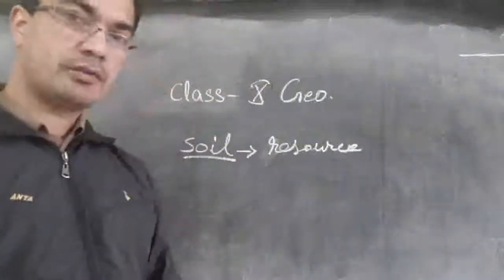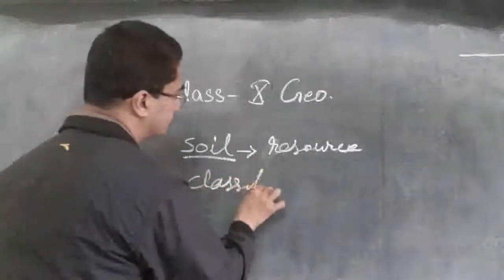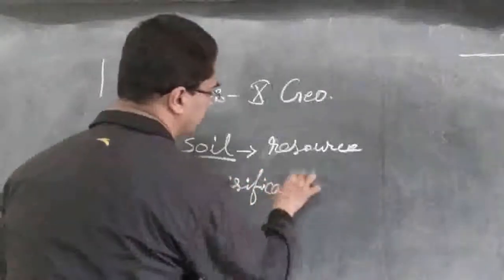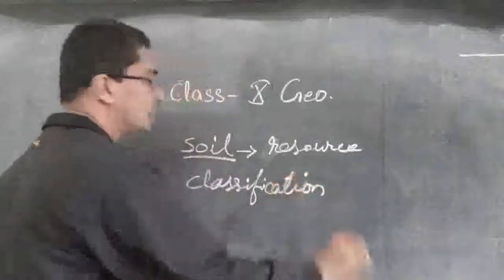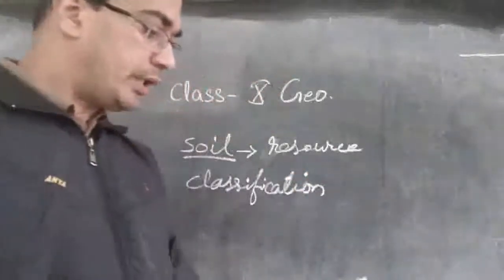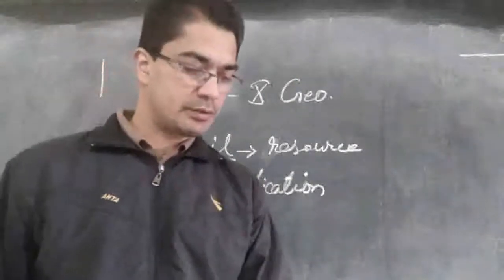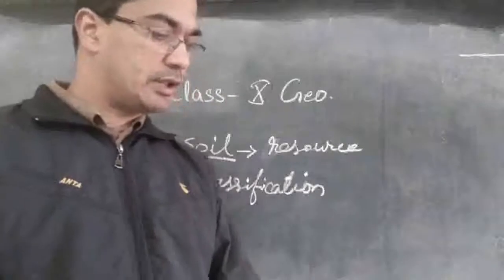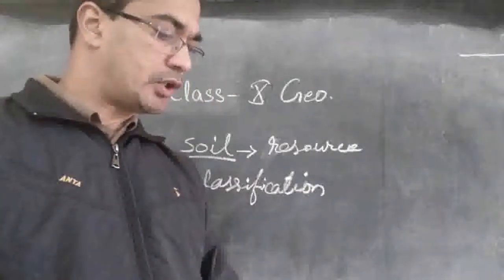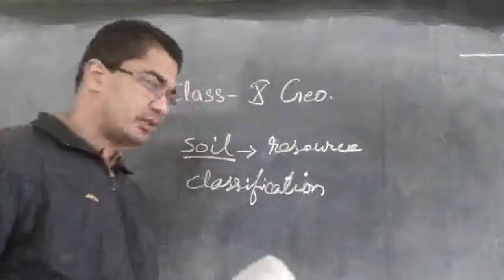So, classification of soils. India has varied relief features, landforms, climatic realms and vegetation types. These have contributed to the development of various types of soils. First let us see alluvial soil.